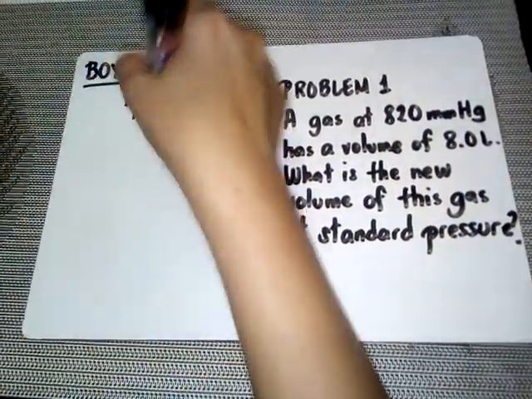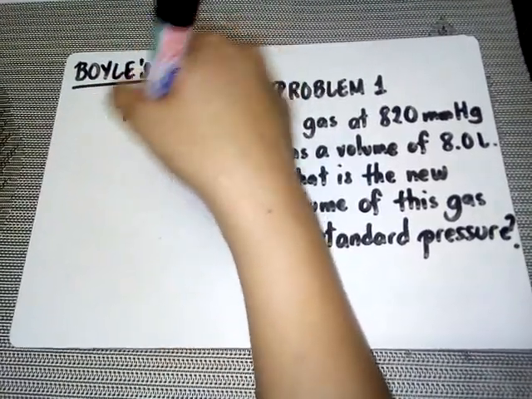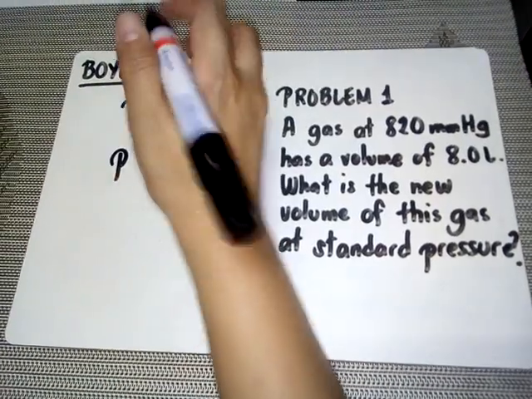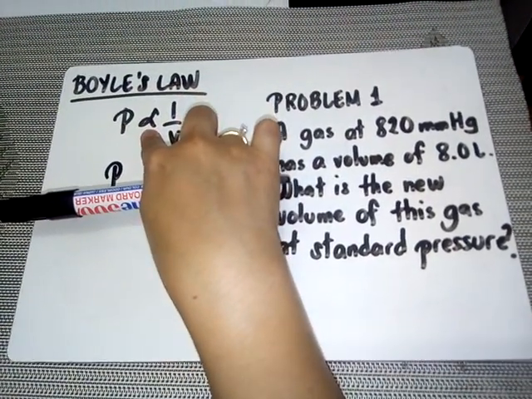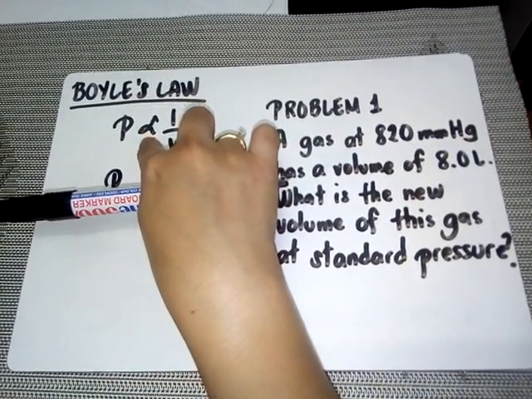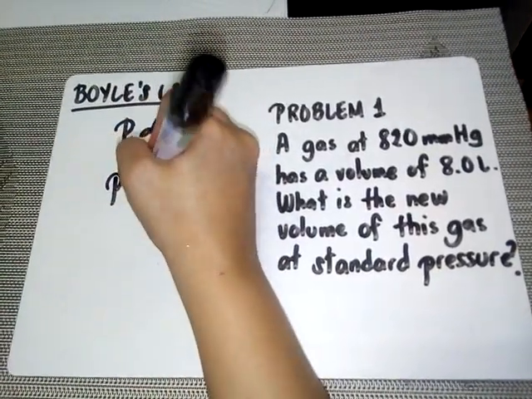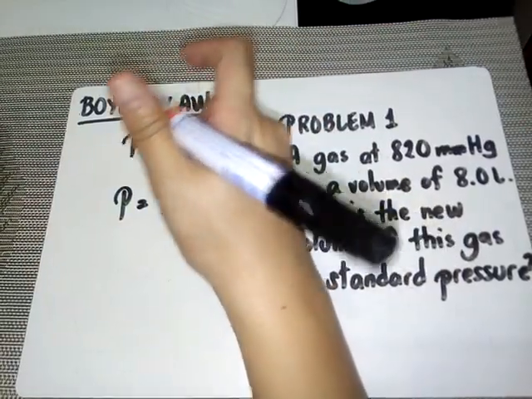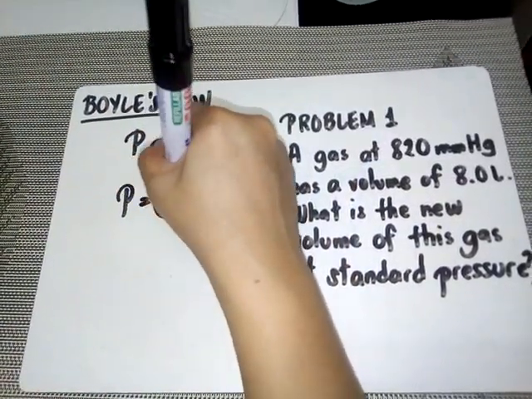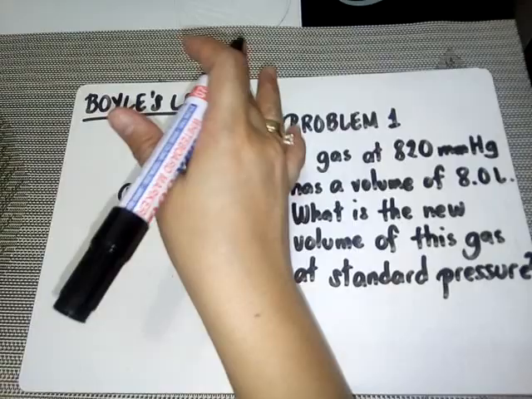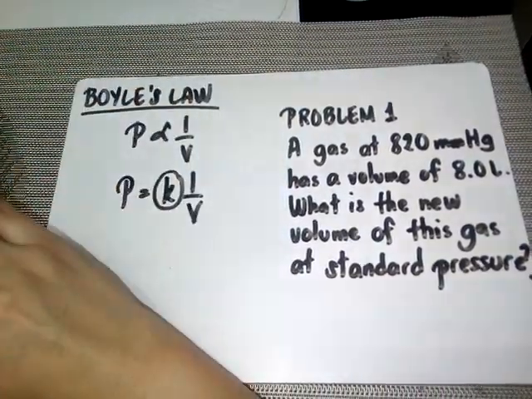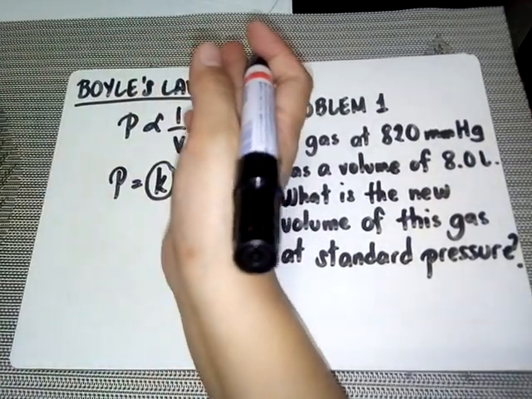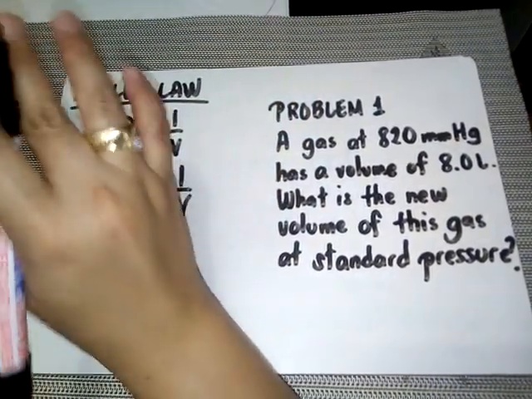So this is the start of our working equation. By removing the proportionality symbol, we will introduce K. So, P equals K times 1 over V. K is constant in any situation. Meaning whether we have initial pressure and volume or final pressure and volume, it's always constant.